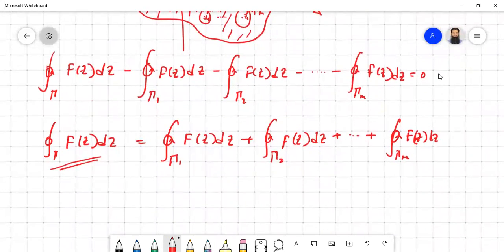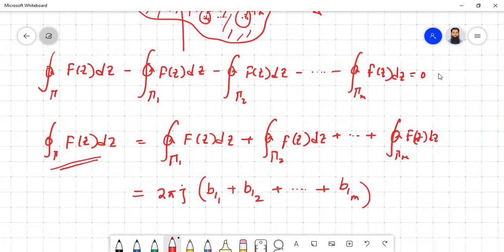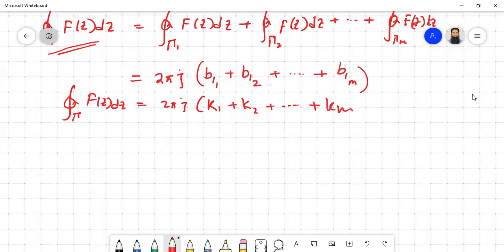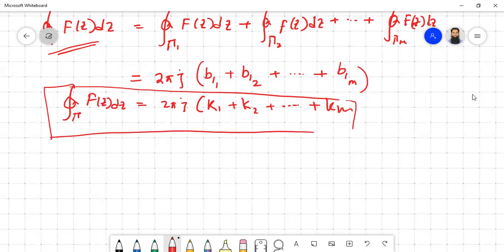So basically, we can write this side as twice pi j, based on the previous B1 formula, times the residue of pole 1 plus residue of pole 2, and so on up to the residue of pole M. And instead of B11, B12, B1M, you can also replace them by capital K1, capital K2, and so on up to capital Kn. So this is our counterclockwise encircled contour integral of Fz dz. Okay, this particular equation is known as the residue theorem.